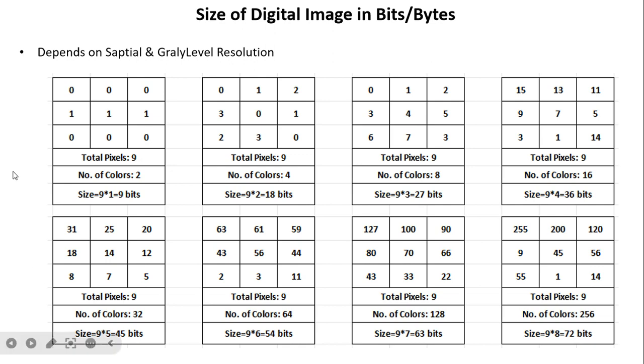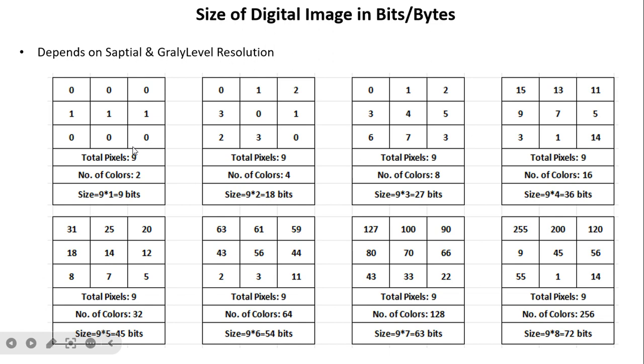Now the same image, but we are using 4 colors. So the image values vary from 0 to 3, and here we can see that the image size is 9 into 2, because for storing each pixel we require 2 bits. Now here 8 colors are there, from 0 to 7. To store each pixel we require 3 bits, so 27 bits are there.